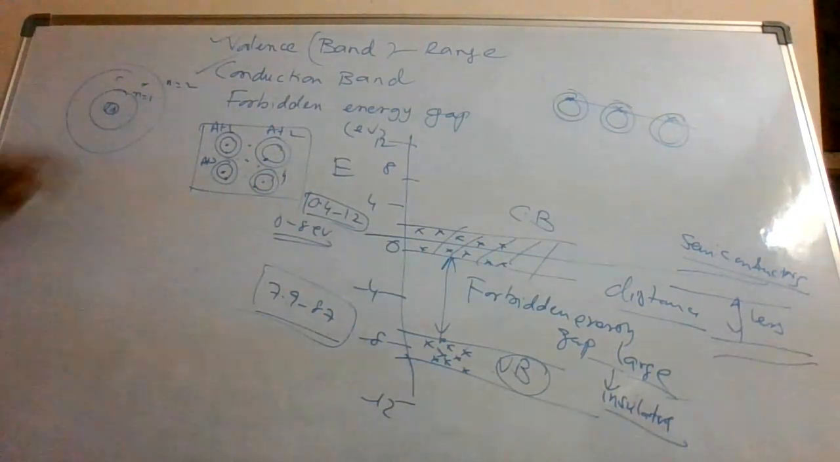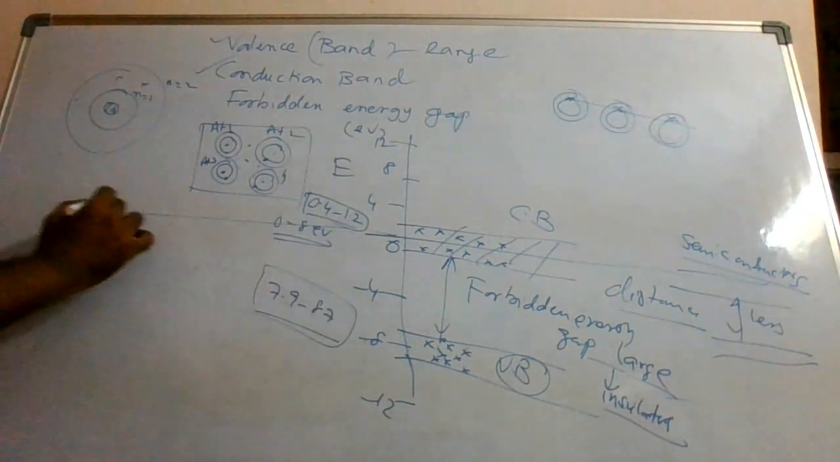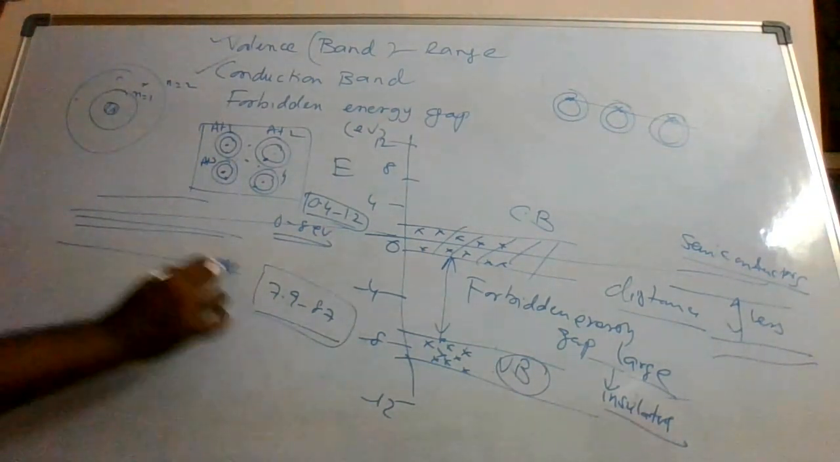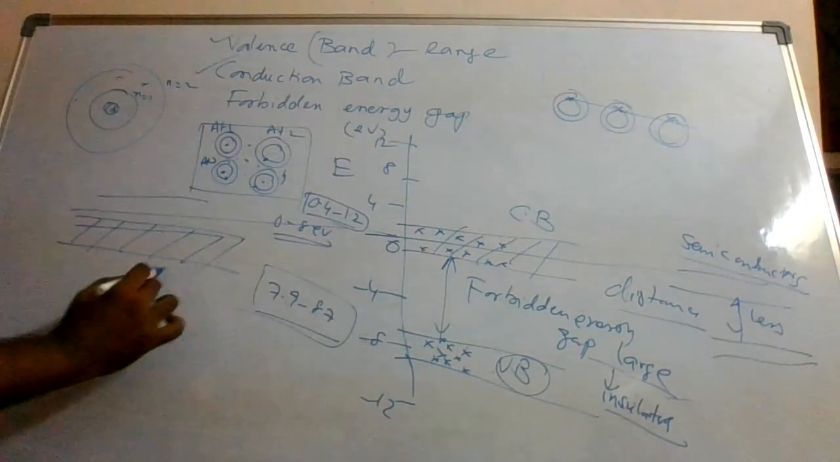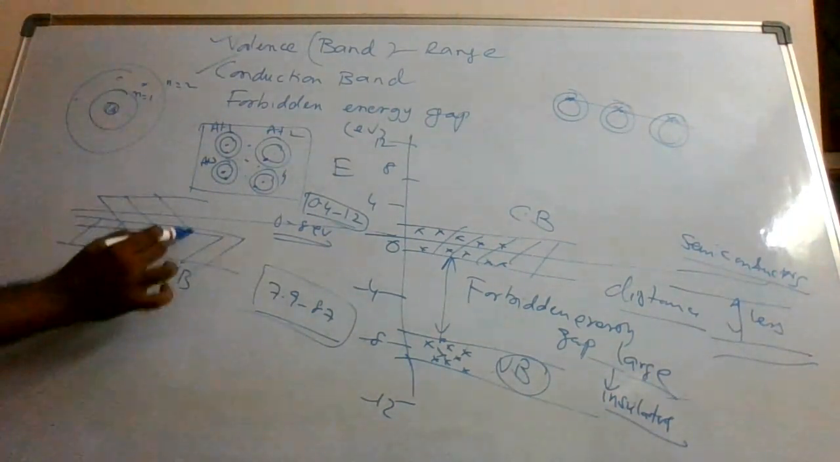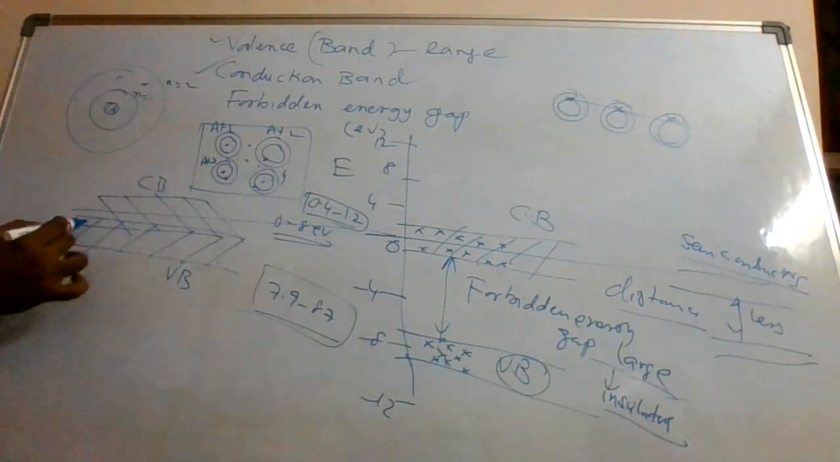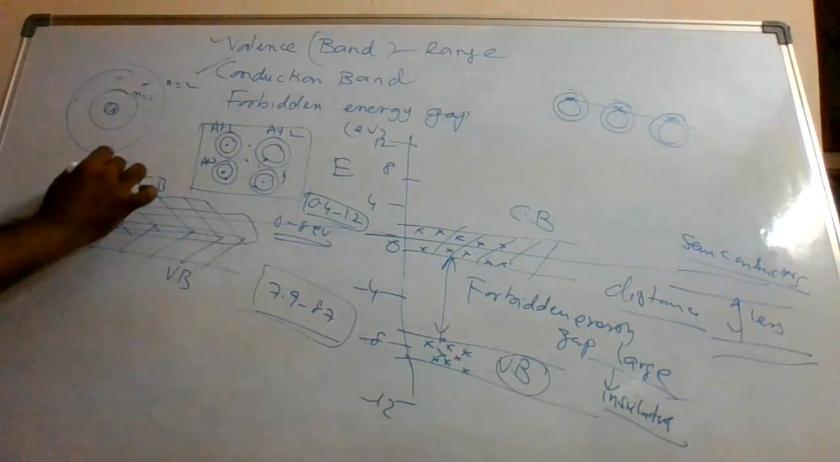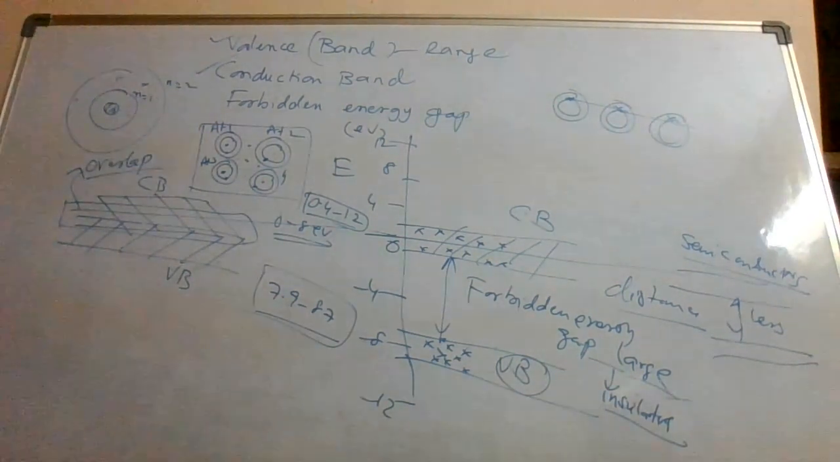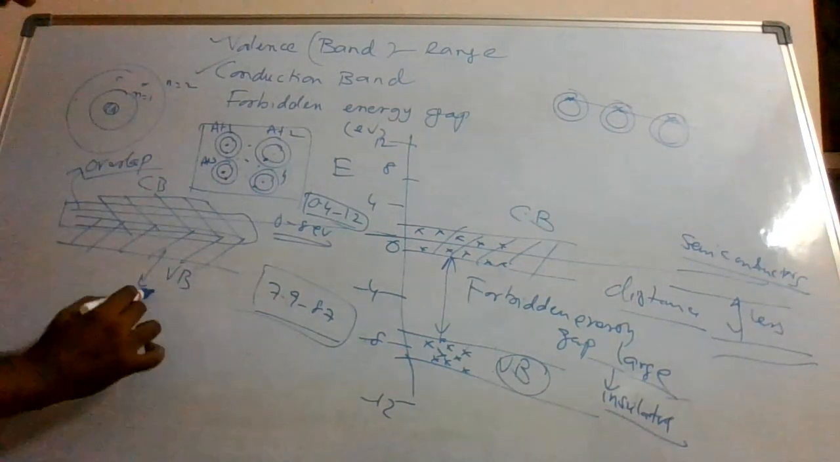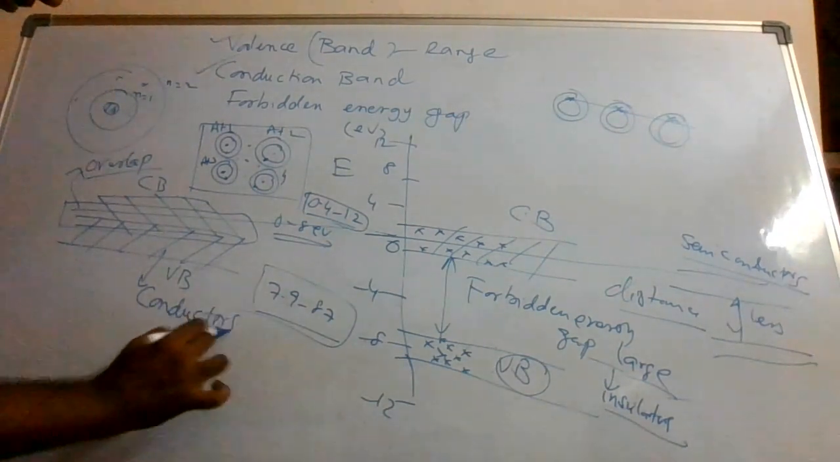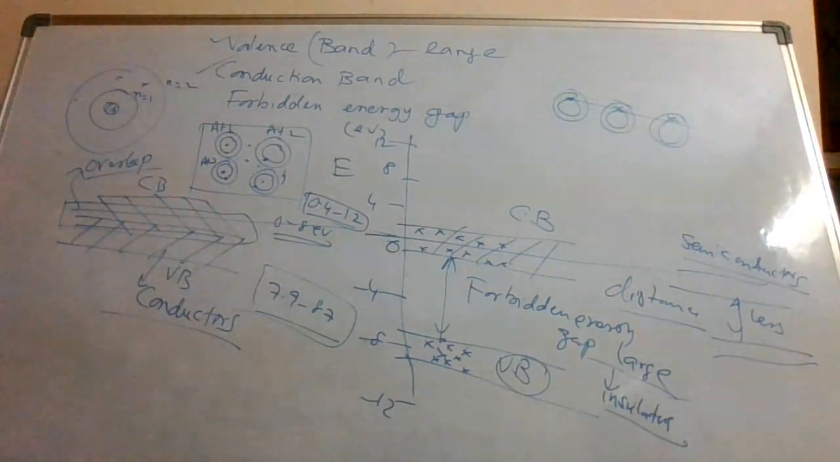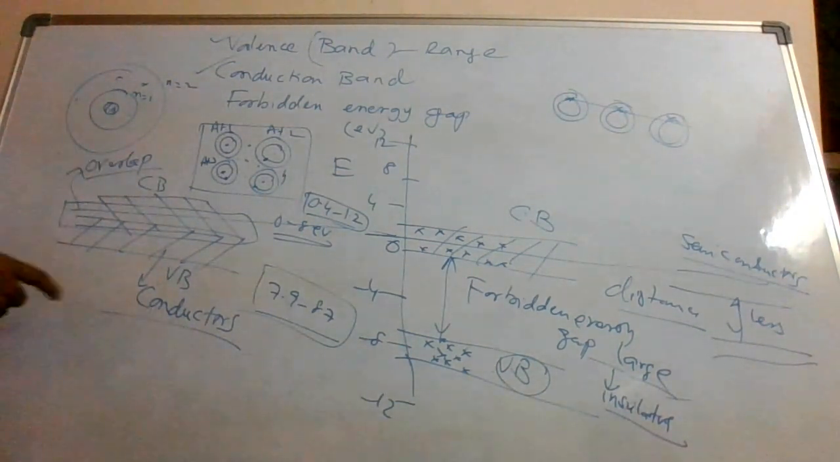Okay. Then what happens in the case of conductors? If I try to draw it over here, this bottom one is your valence band and this upper one is the conduction band. And you can see there is a region of overlap. There is an overlap. So this is the case of conductors. In conductors, there is an overlap of the conduction band and the valence band.